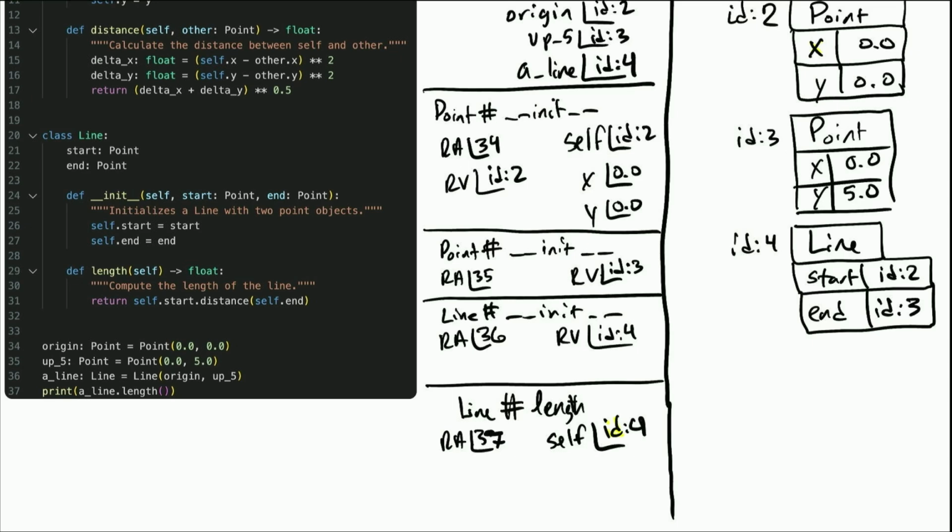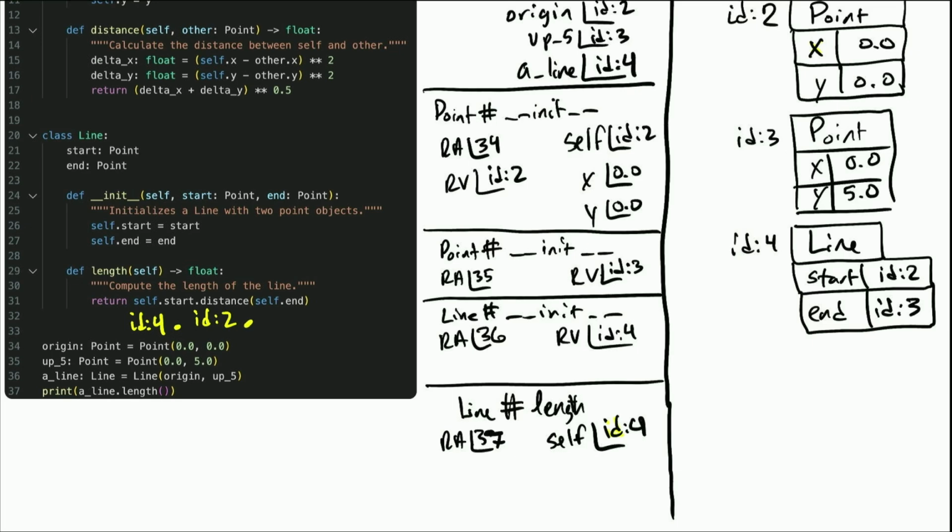So self is ID4. And let me make sure I'm using a pen here so this is consistent. ID4, right? And so we look at that, and when we use the dot, we're saying, okay, now go actually look at this object on the heap. And we're looking at this object here, and we're accessing dot start. Start has the reference ID2. And so, okay, let's actually add ID2 here. So ID2, that's the reference we're following. And then we see another dot, and then distance is the method, right?